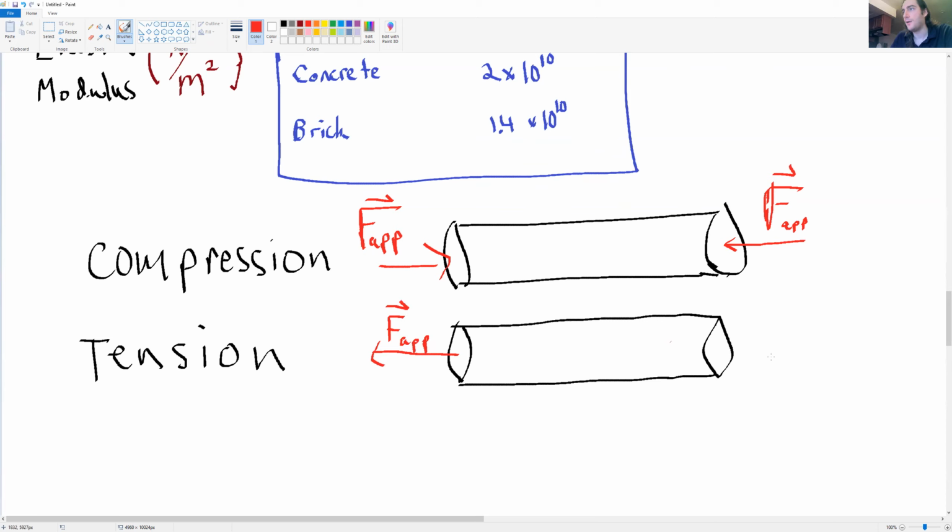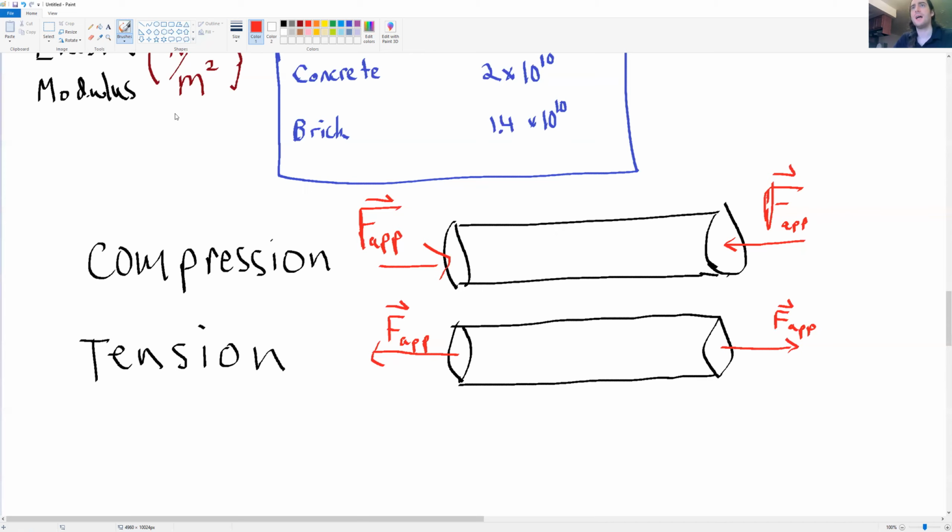Again, these are the applied forces, not the reactionary forces in the material, which would be in the opposite direction. So compression is when you're trying to squish something down, right? Tension is when you're trying to stretch it out. And some materials will respond differently if you compress them or put them in tension. Wood is a good example of that. Wood tends to be pretty good in tension and pretty bad in compression.